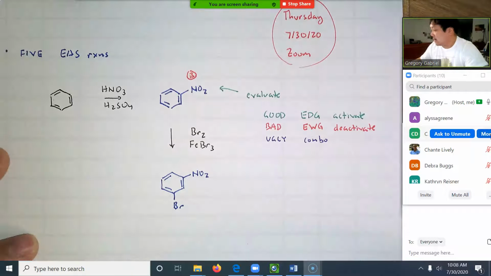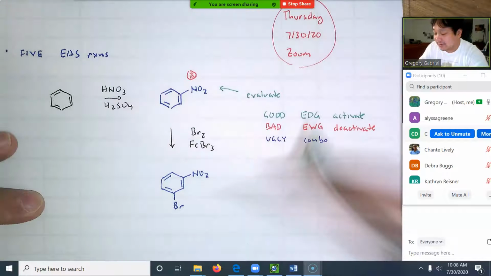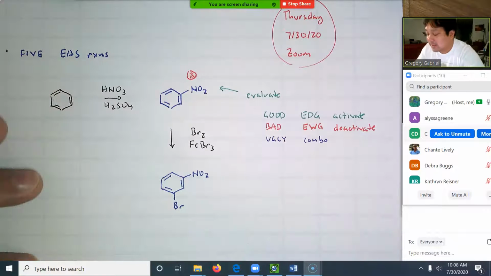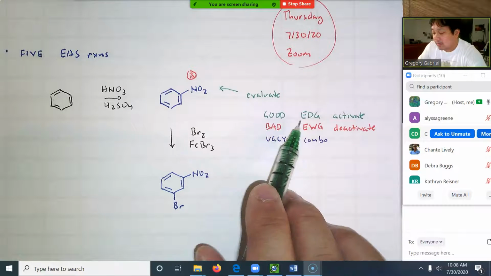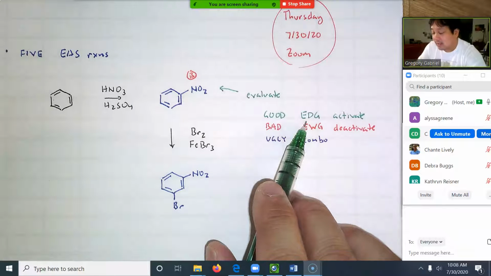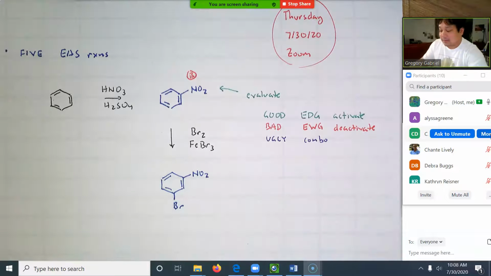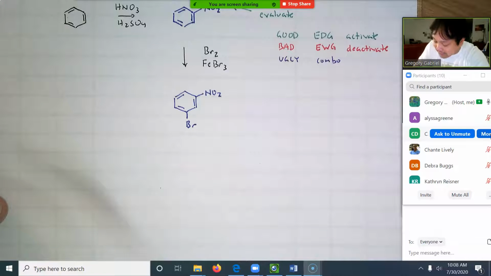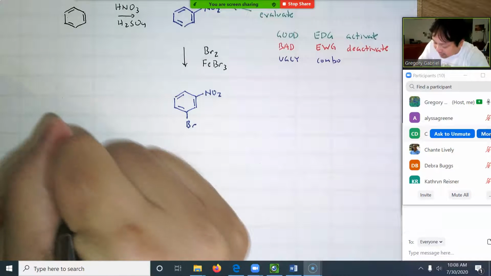Okay. Now, let me go over an example for each of these. One example for each, and let me discuss why I consider a good group electron donating and why I consider it activating. And I have two specific examples in mind. The first example is if I have this existing group.